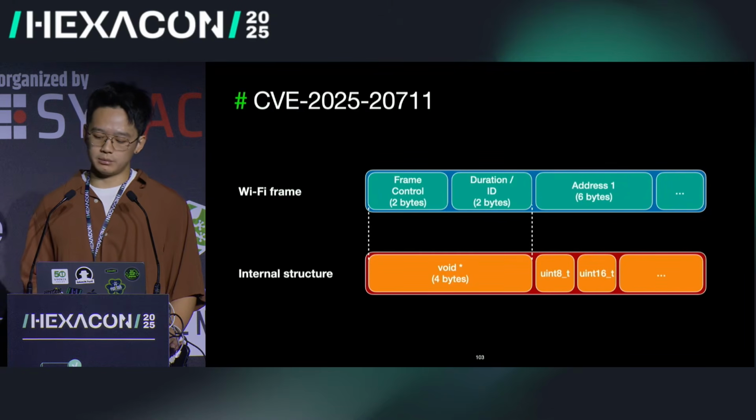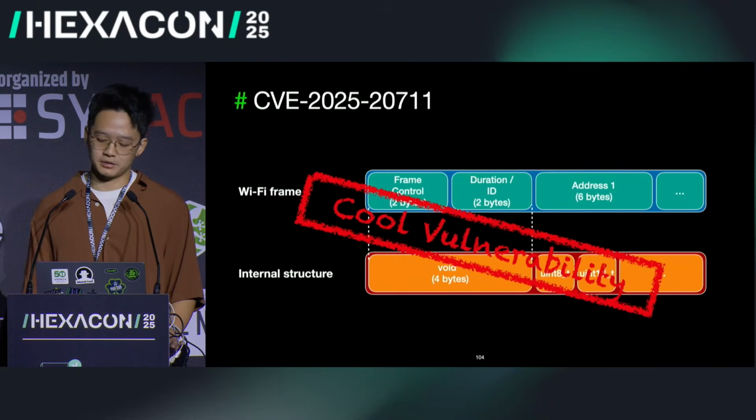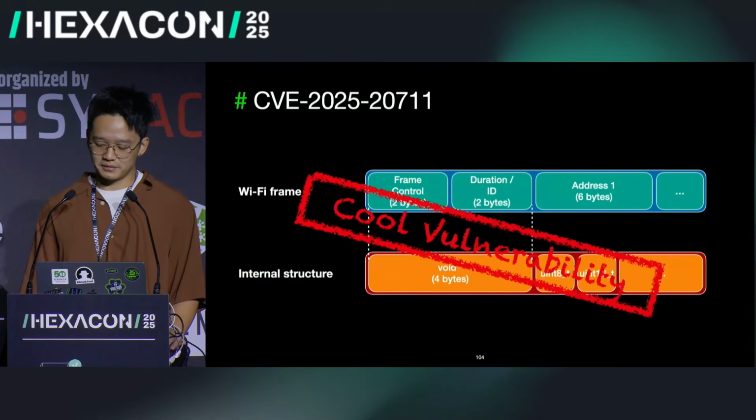On a 32-bit system, field size, duration, and frame control are treated as a pointer. You can fully control duration, but frame control can only be partially controlled, making exploitation harder. This is a cool vulnerability. Achieving RCE is possible, but difficult. However, it can at least cause a remote kernel DoS.